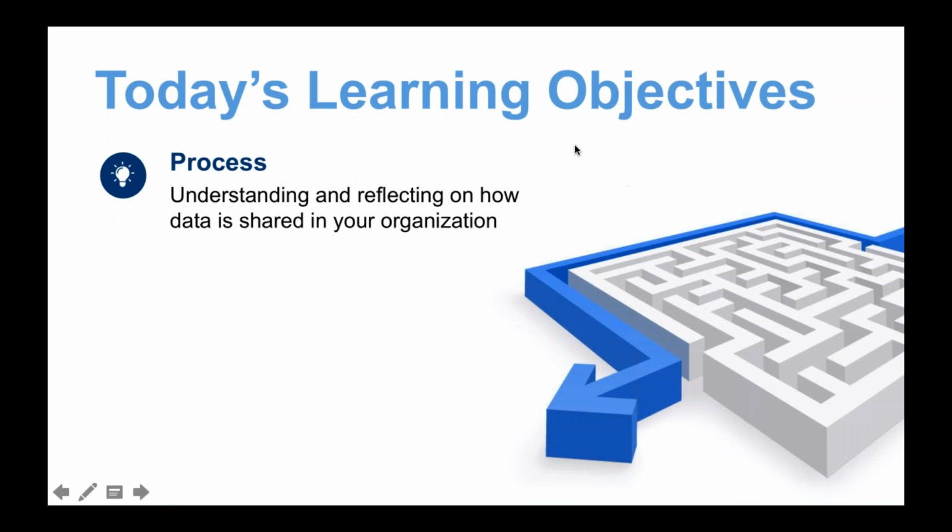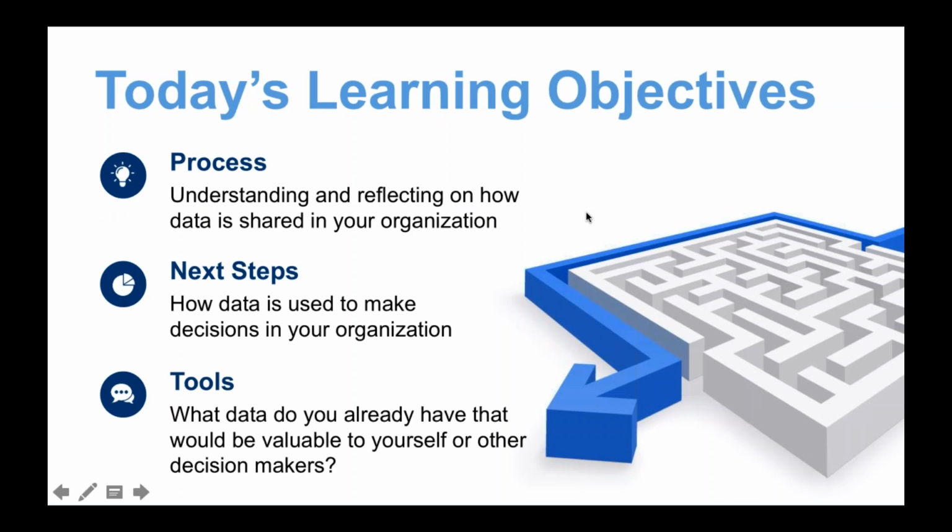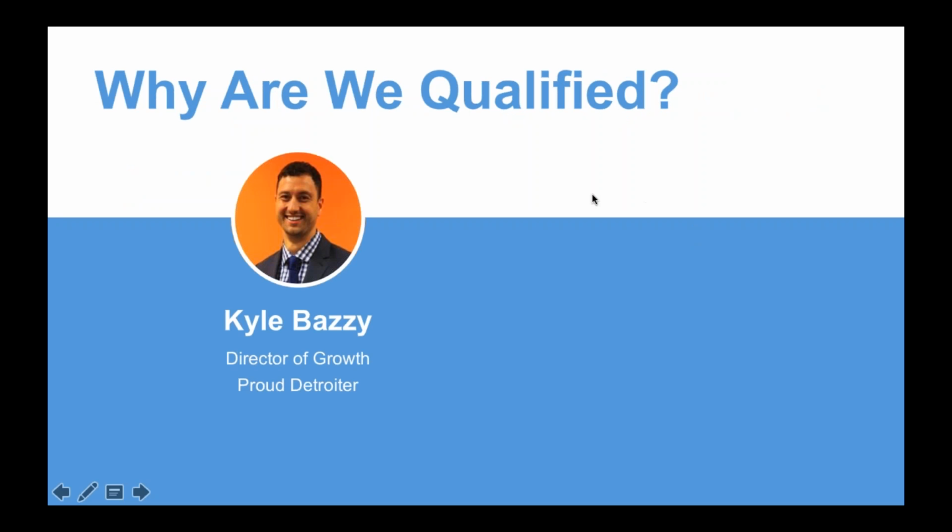So let's talk about our learning objectives, the process we're going to go over: understanding and reflecting on how data is shared in your organization, next steps, so how data is used to make decisions in your organization, and then we're going to share some tools and resources. So what data do you already have that would be valuable to yourself or decision makers? And we'll also connect you with some associations that have agreed to let us share their information, and you can contact them if their situation is applicable to where you're at.